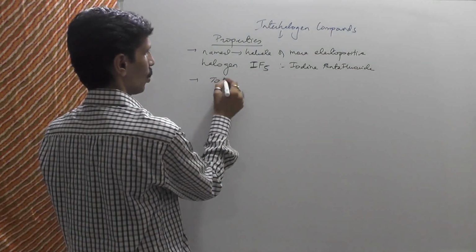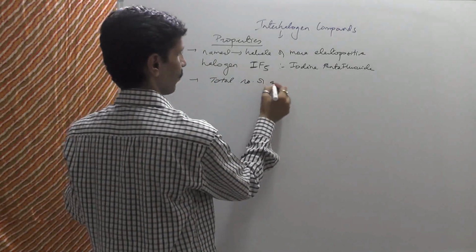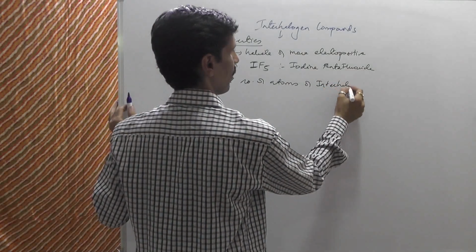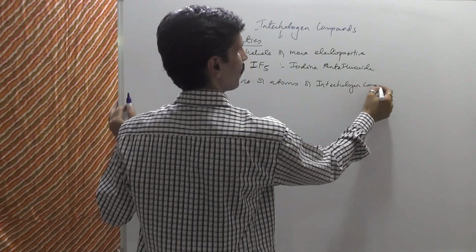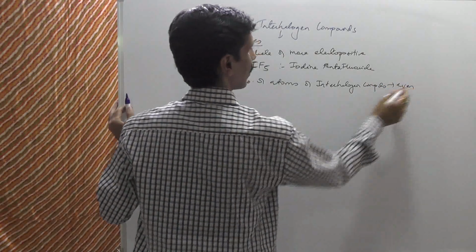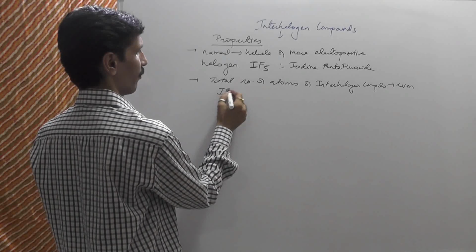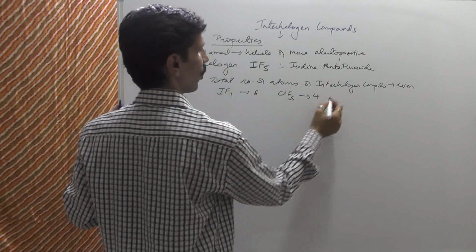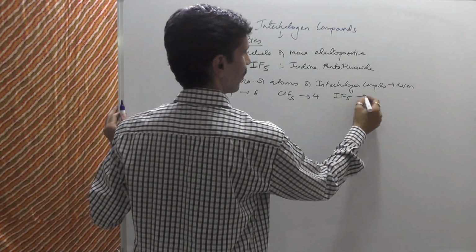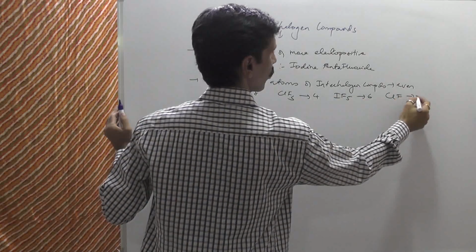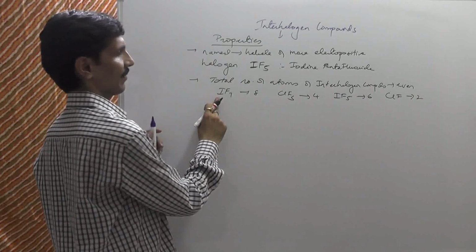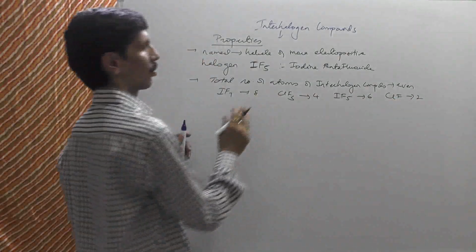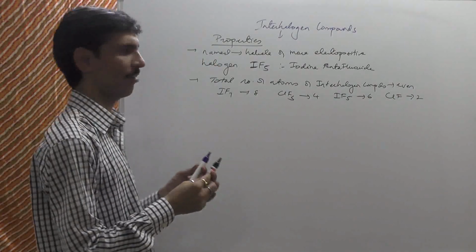नेक्स्ट वन इज टोटल नंबर ऑफ एटम्स of interhalogen compounds is always even. Okay, मैं आपको एग्जांपल देता हूँ. समझो IF7, तो it is going to be 8. CLF3, it is going to be 4. IF5, it is going to be 6. CLF, it is going to be 2. ओके, ये 8 एटम्स है. इधर 3 और 1 4, इधर 5 और 1 6, इधर 1 और 1 2. सो टोटल नंबर ऑफ एटम्स ऑफ इंटरहैलोजन कंपाउंड्स आर ऑलवेज इवन.